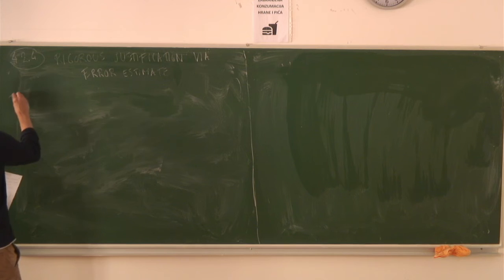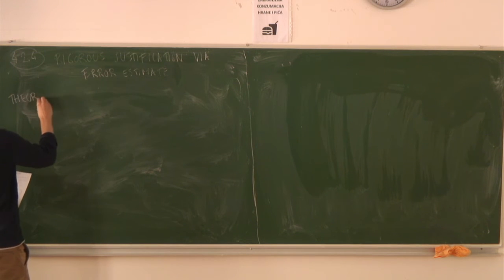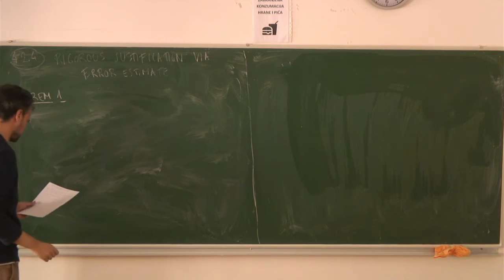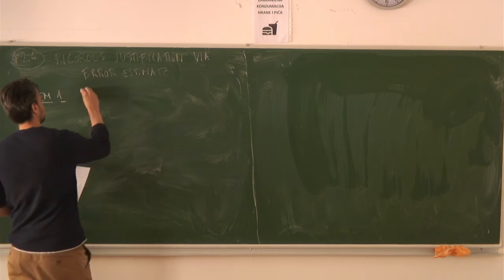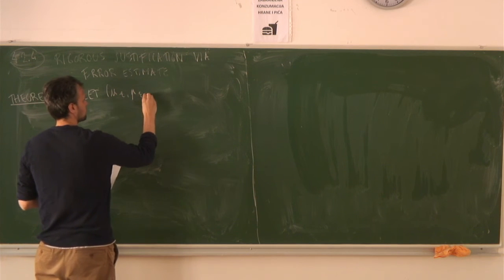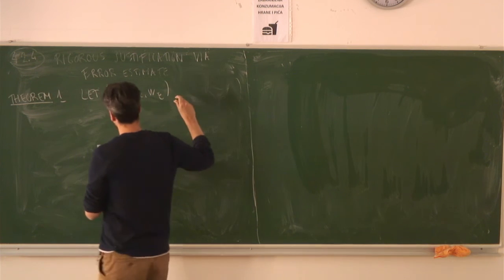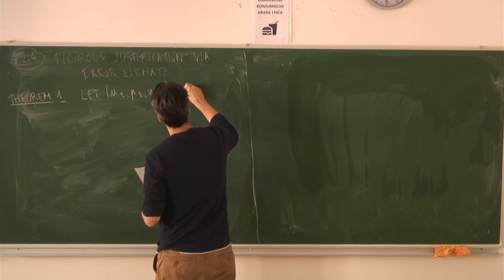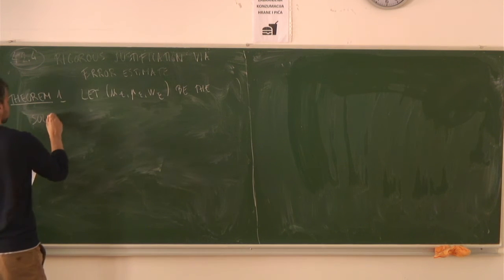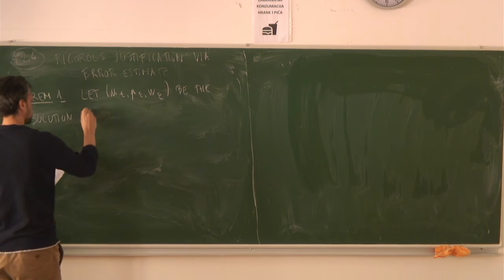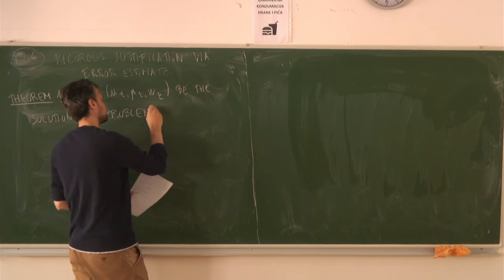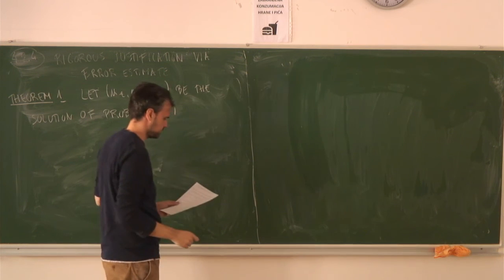So theorem 1 states the following. So we have this result. Let u epsilon, p epsilon, v epsilon be the solution of the original problem, so it was denoted by 1.